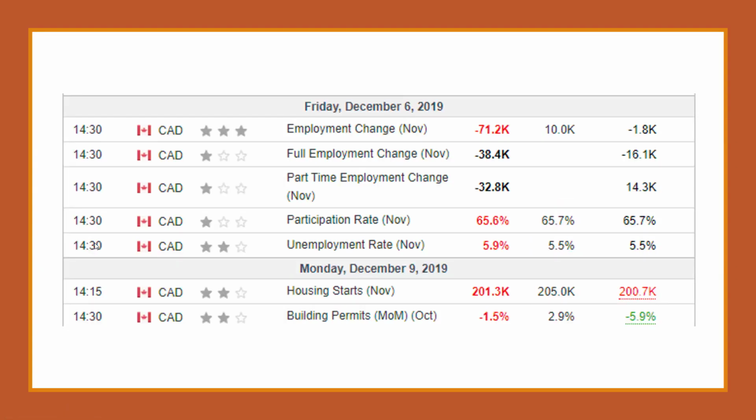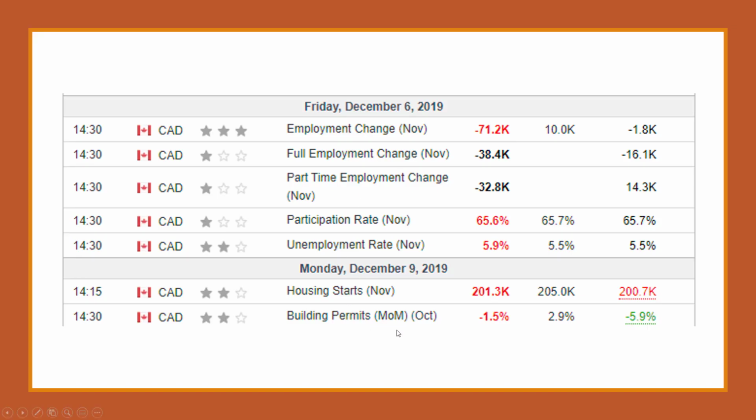So firstly, we had some labour market data and housing data for the Canadian economy. So with the employment data, we came in weaker than expected. We lost a lot of jobs in November. And the jobs lost were split quite equally between full-time and part-time employment. The participation rate also dropped off a little bit, and the unemployment rate rose to 5.9%. So a pretty weak report. And remember, the central bank said they were pretty happy with wage growth. If the labour market's not doing well, wage growth is probably not going to do that well.